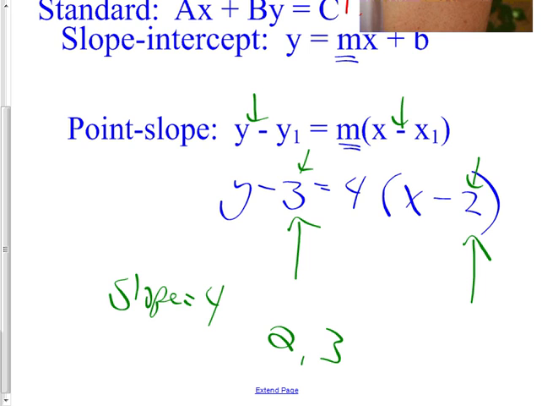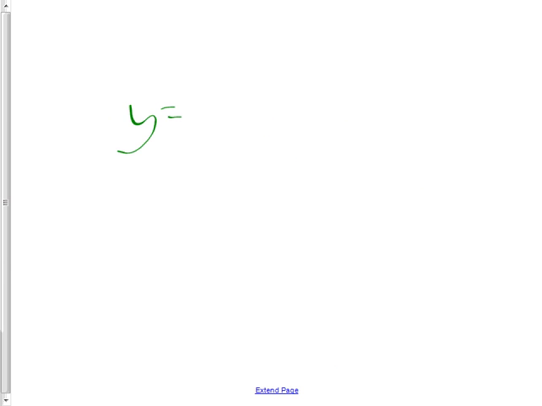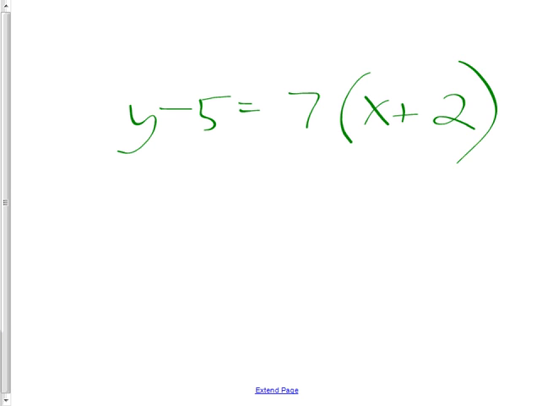All right, so I'm going to give you another one. Y minus 5 equals 7 times x plus 2. What's the slope? 7. What's the y-intercept? The y-intercept is where what? X equals 0. So I stick in a 0 right here. Figure it out in your head quick. Don't say it. Figure it out in your head.